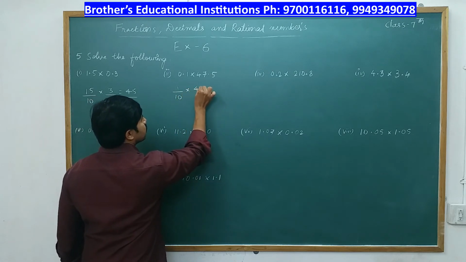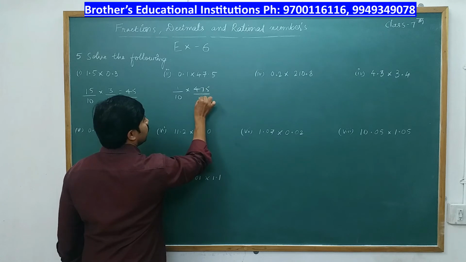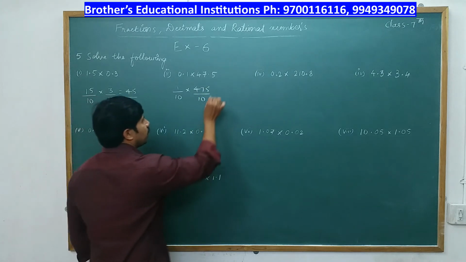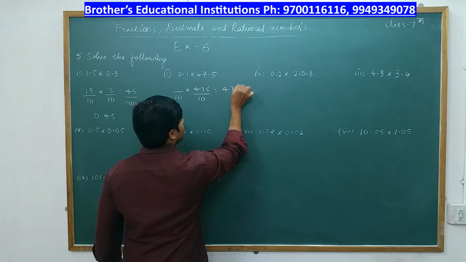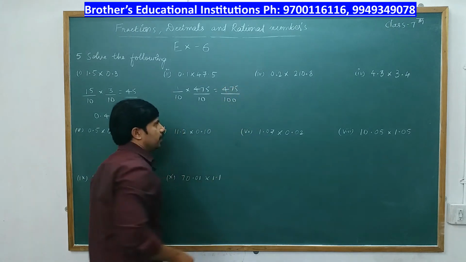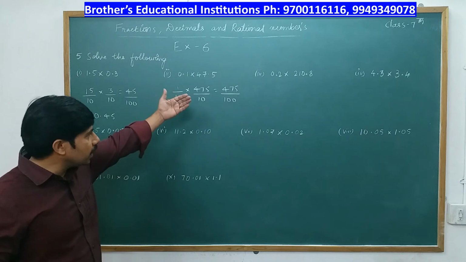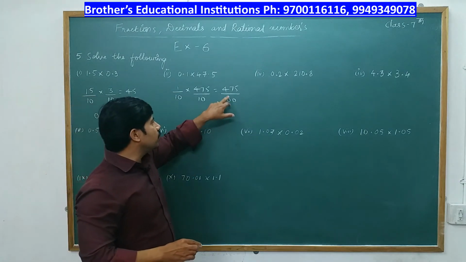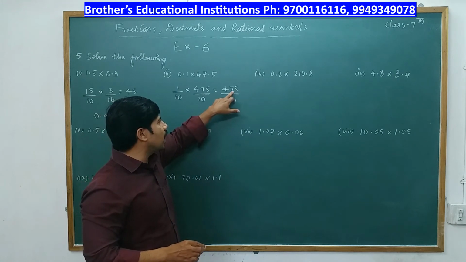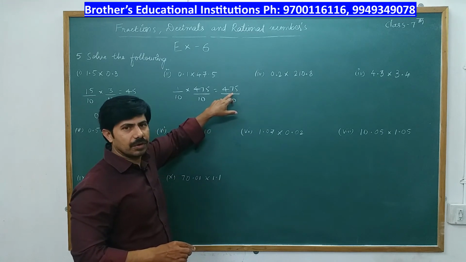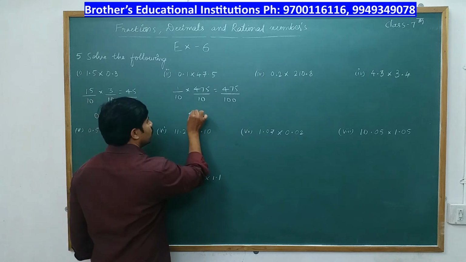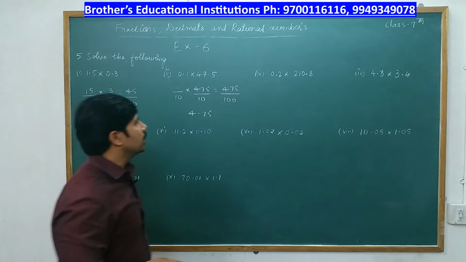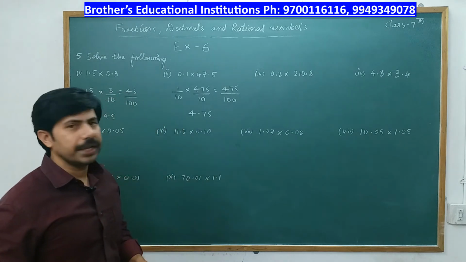47.5 can be written as 475 by 10. So what we get here is 1 into 475 is 475. 10 tens are 100. So here the numerator is more than the denominator, so we just shift the decimal after these two digits. Okay, so the answer will be 4.75.